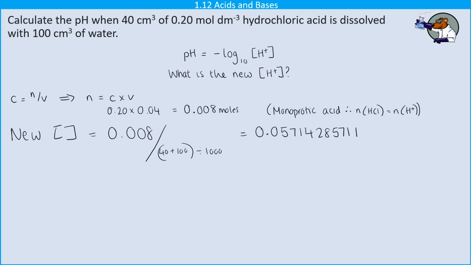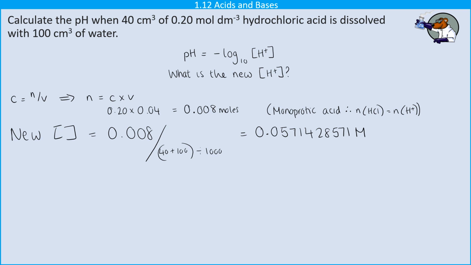And that gives me an answer of 0.057142857.1. Now I'm going to write out that full calculator display. You can use the answer button on your calculator, but the crucial thing is that I'm not going to round at this point, because if I do, I'm introducing error, so we should only be rounding at the very end.